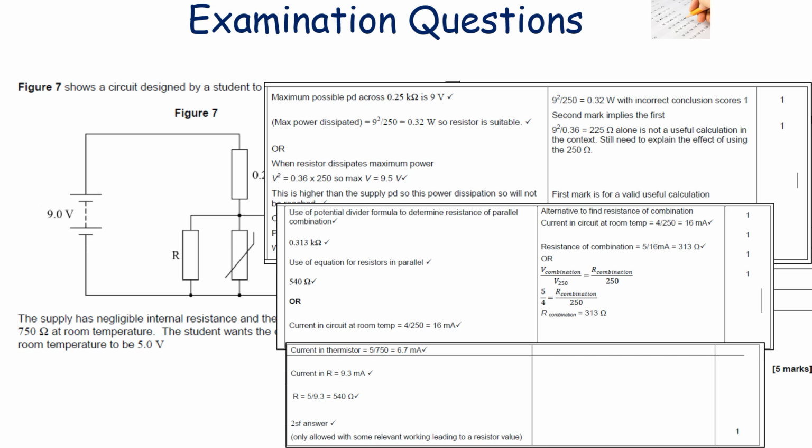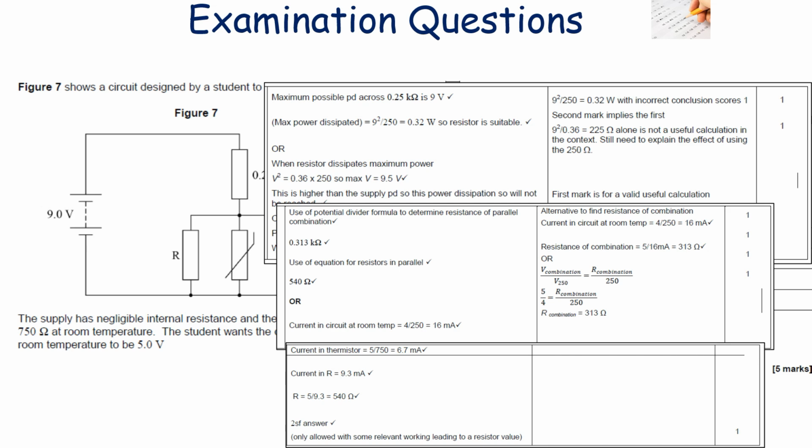two, and the thermistor is taking 6.7 milliamps, therefore the current in the resistor is going to be 9.3 milliamps, because that's taking the difference. We therefore know that the voltage is going to be 5 volts because we know that from the question. So R in this instance is 5 over 9.3 times 10 to the minus 3, because we're in milliamps. So therefore it's 540 ohms.